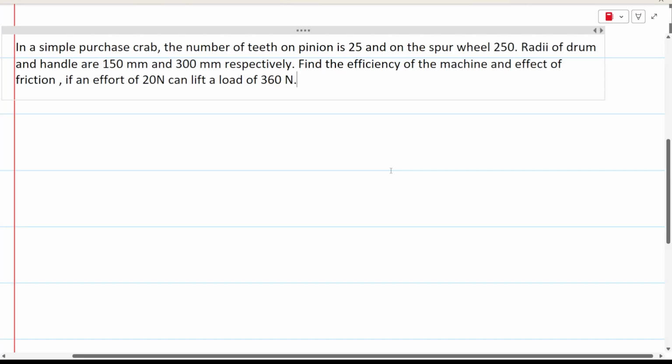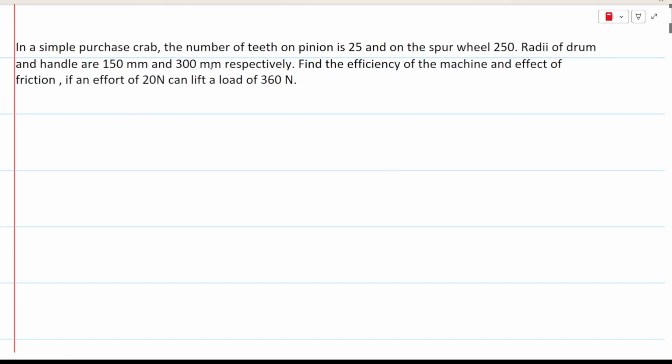The question is about a simple purchase scrap. The number of teeth on the pinion is 25 and the spur wheel is 250. So the number of teeth on the pinion, given by T1, is equal to 25, and T2 is equal to 250. The radius of the drum and handle, that is the radius of the drum.